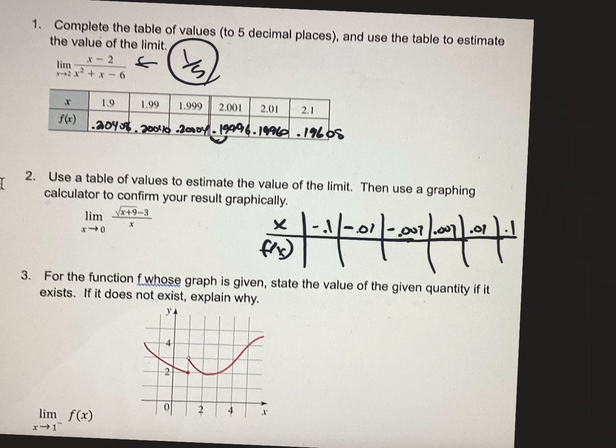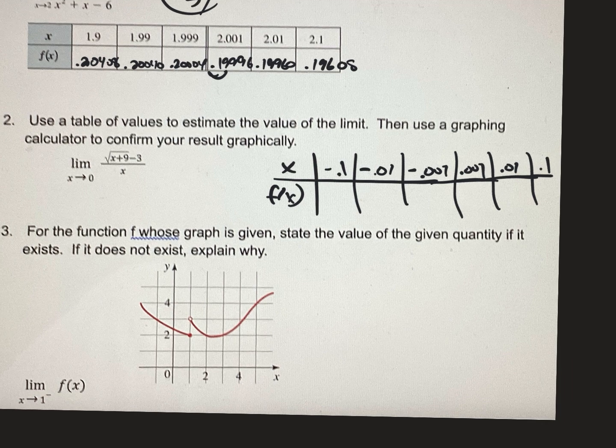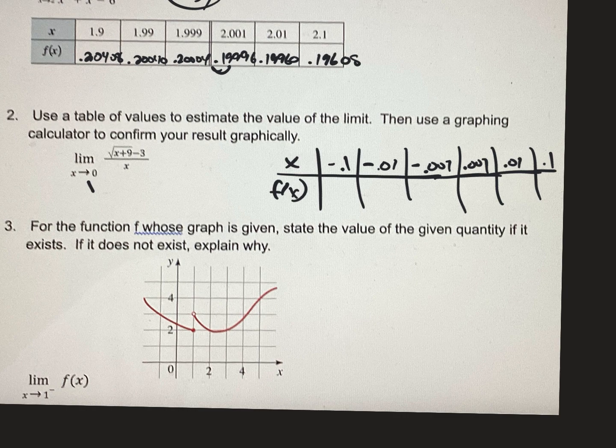Number 2 says use the table of values to estimate the value of the limit. Then use a graphing calculator to find results graphically. Now, you then have to set up your table here. And what I did, because it's approaching 0, I got really close to 0 from each side. I did like negative 0.1, negative 0.01. You can see what I did on the negative side. Did the exact same thing on the positive side because that's zooming me in closer to 0.